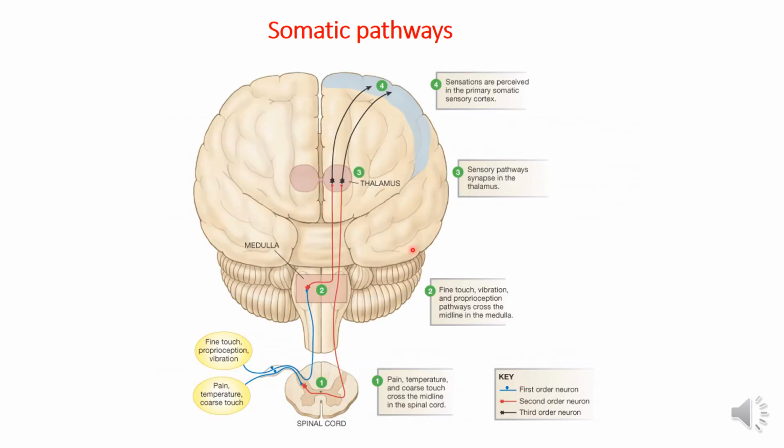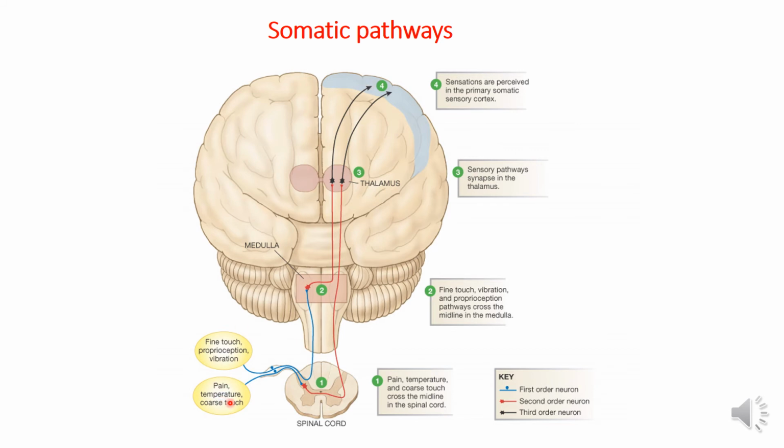Here we have both pathways. The first order neuron of the dorsal column medial lemniscus system ascends in the dorsal column to terminate in the gracile and cuneate nuclei of the medulla oblongata. Crossing occurs at the level of the medulla oblongata, then it ascends in the medial lemniscus to the ventral posterior nucleus of the thalamus, then to the third order neuron in the primary somatic sensory area.